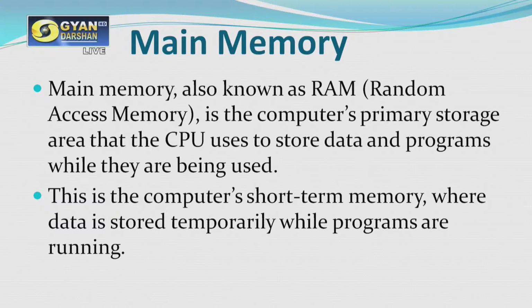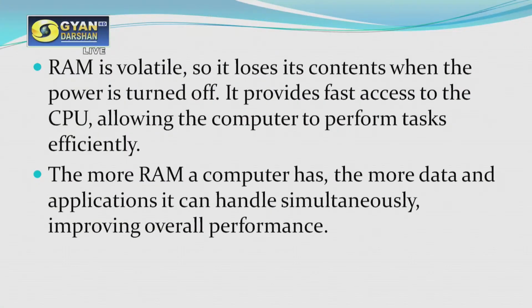After the whole word processing is over, whenever you are quitting the application, if you haven't saved the content, you have to save it. Then if you had completed the word processing job and you quit, the short-term memory will be wiped off after the exit takes place. So RAM is volatile. It is not non-volatile. It loses its contents when the power is turned off, allowing the computer to perform tasks very efficiently. The more RAM a computer has, the more data and applications it can handle simultaneously.